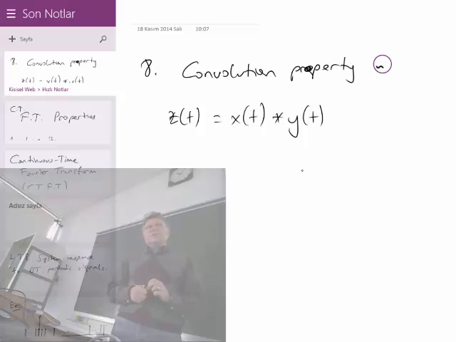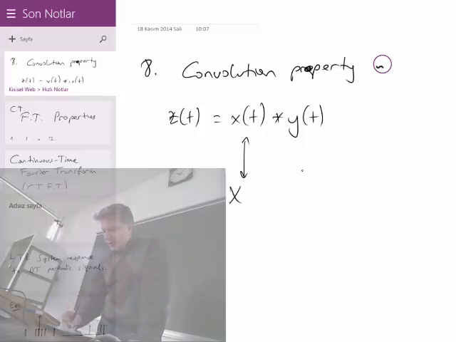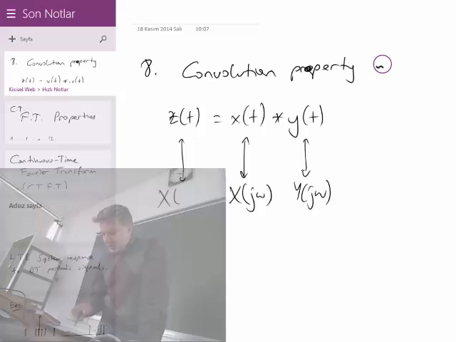Now, if you know how to take the Fourier transforms, then we already have the formula saying that if you have the Fourier transform of x of t as X of j omega and y of t as Y of j omega, then the Fourier transform of their convolution, which is Z of j omega, is equal to X of j omega times Y of j omega, as simple as that.